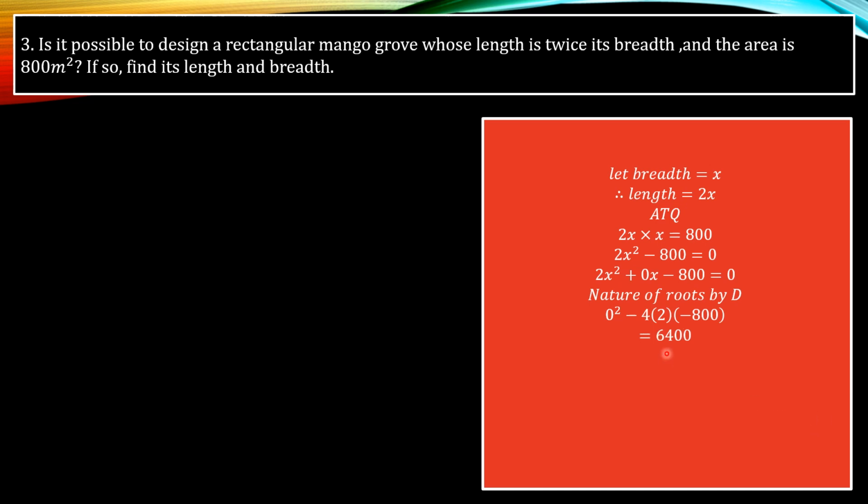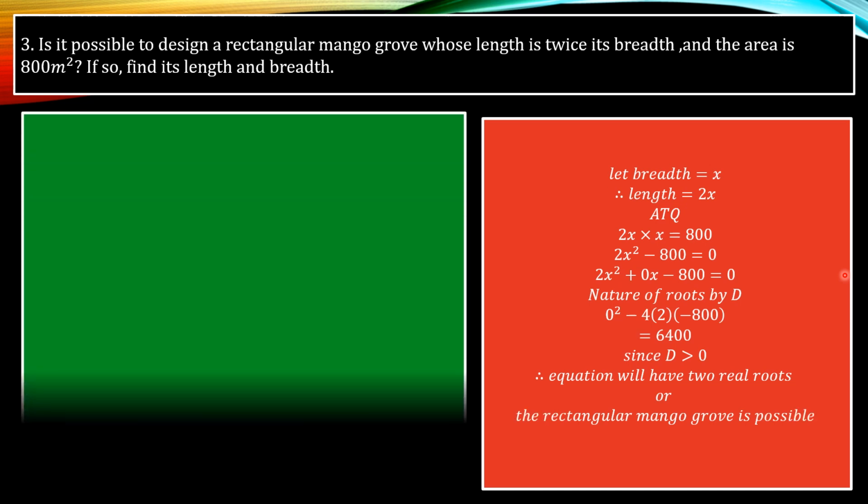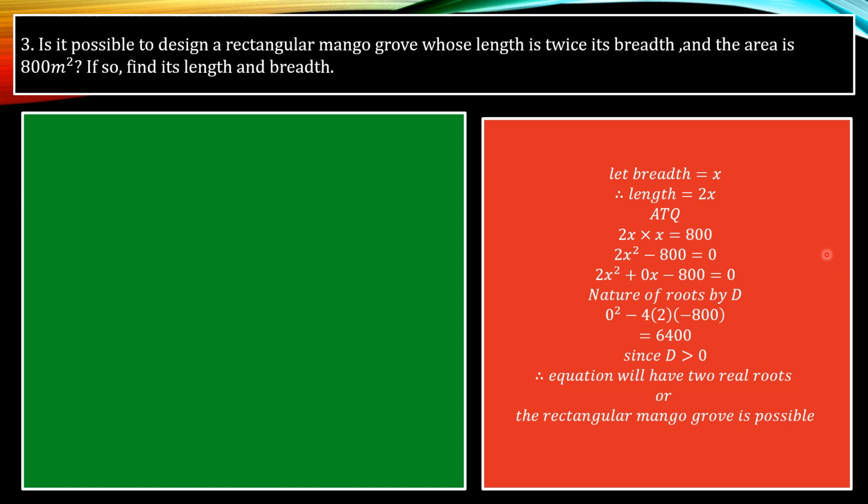that is 6400, meaning D is greater than 0. Greater than 0 means roots exist for the equation, right? The equation will have two real roots, or this situation is possible, right? This type of rectangular mango grove is possible to design. So let's solve the equation now to get the length and the breadth of the mango grove.